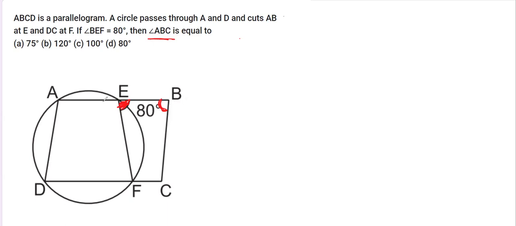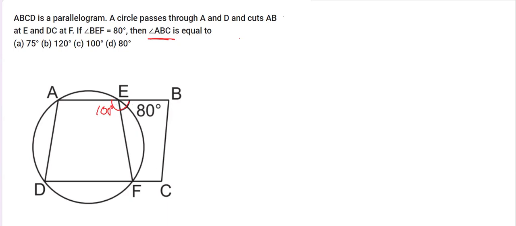Now, what I'm going to use here, first I'm using linear pair. I can find the value of this angle. You can see in this figure, once again, this is a straight line. So clearly the sum of these angles will be 180 degrees. So if you know the value of this as 80, then I can say the value of angle AEF will be 100 degrees.